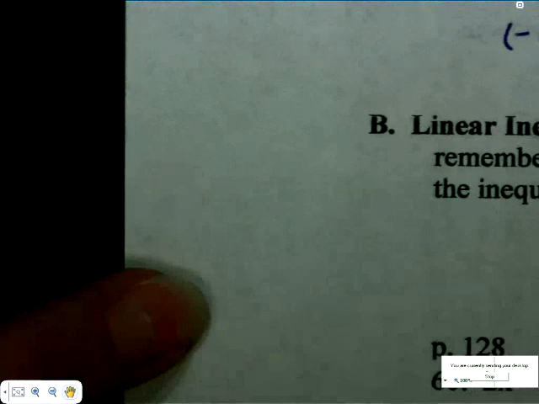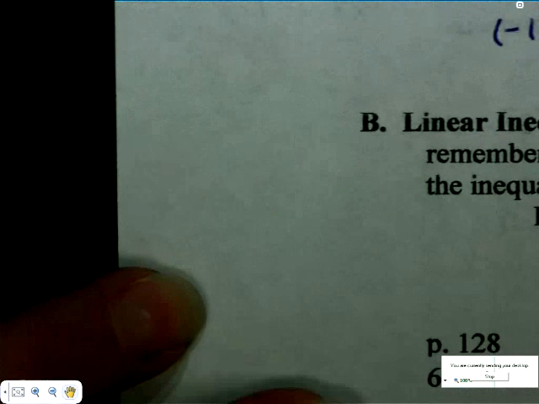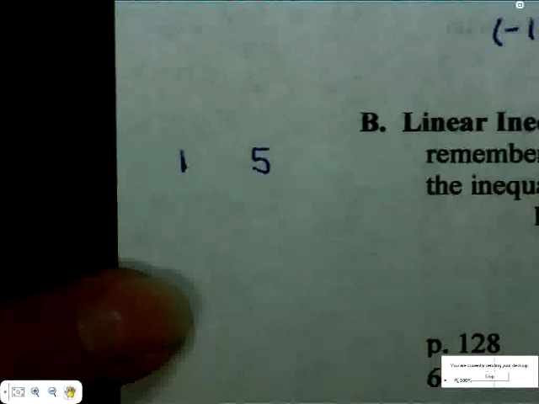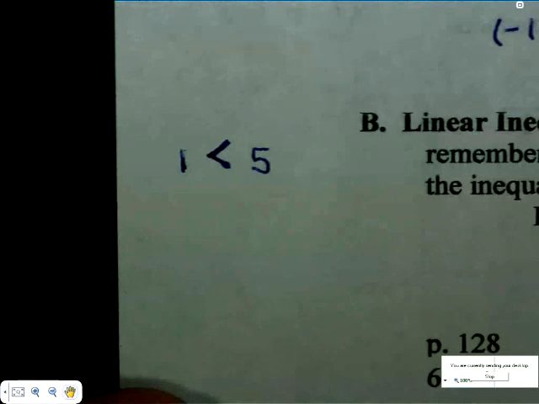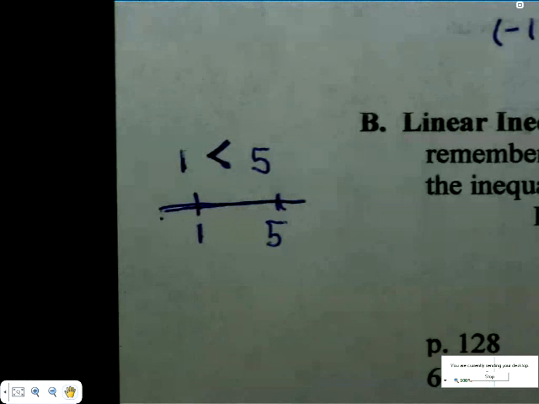If I ask you to put the correct inequality symbol between the numbers 1 and 5, what inequality symbol would go between 1 and 5? Yes, 1 is less than 5, and that's because 1 is to the left of 5 on the number line. That's why you have a less than there.